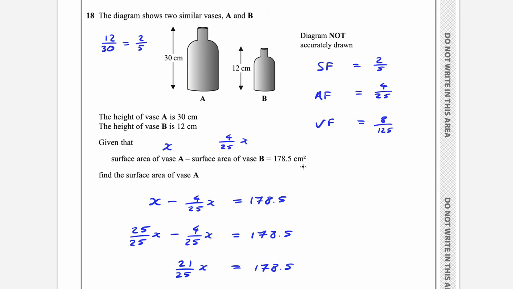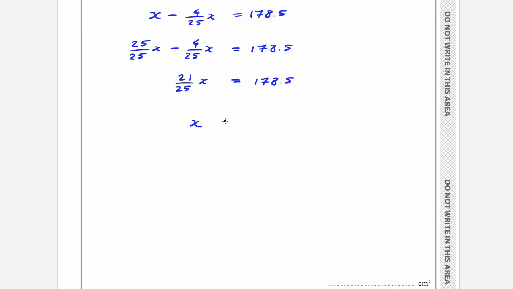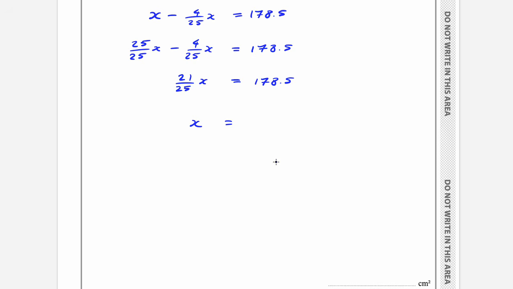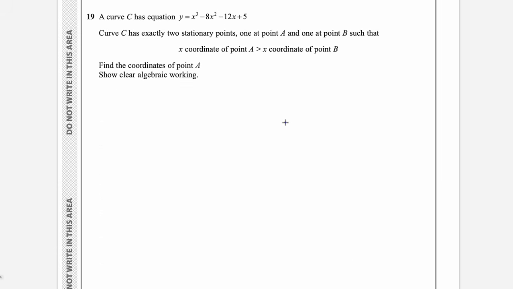And this equals 178.5. Okay, then guys, however you want to finish this, I would go 178.5 times 25 divided by 21. So 178.5 times 25 divided by 21, and that gives this format decimal, please, 212.5. So x is 212.5.